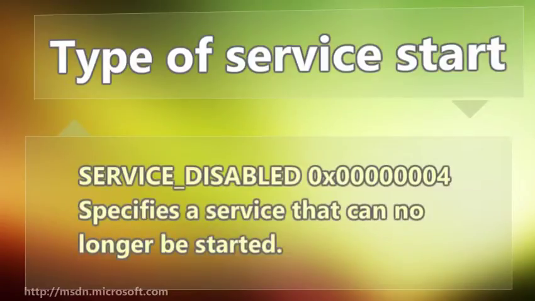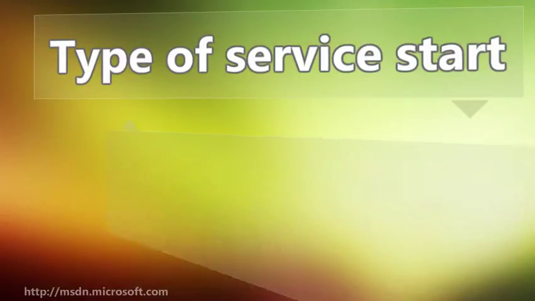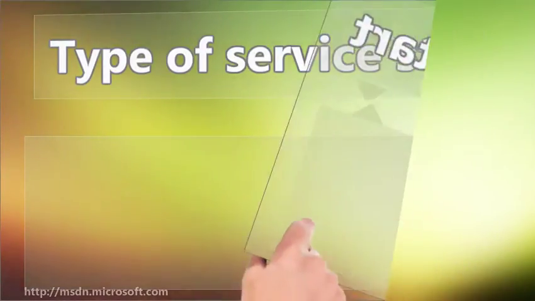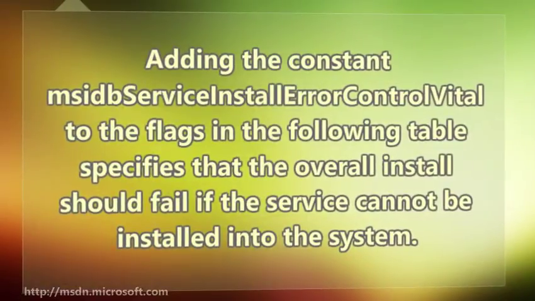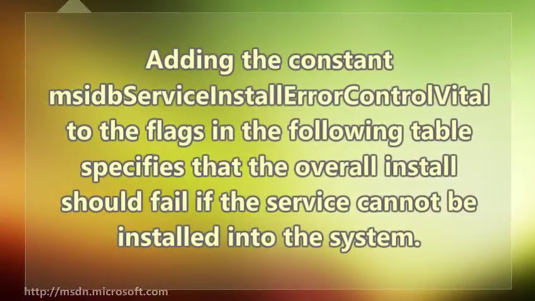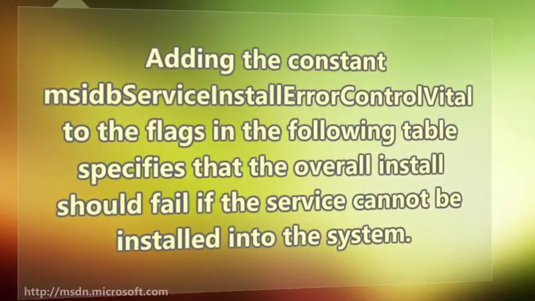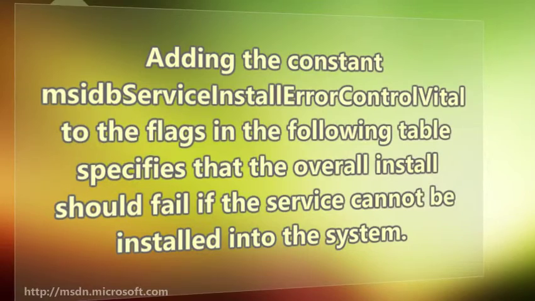SERVICE_DISABLED, 0x00000004, specifies a service that can no longer be started. The Windows Installer cannot use the SERVICE_BOOT_START and SERVICE_SYSTEM_START options. Adding the constant msidbServiceInstallErrorControlVital to the flags in the following table specifies that the overall install should fail if the service cannot be installed into the system.